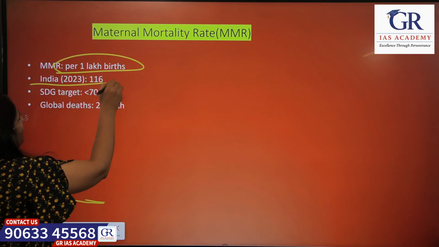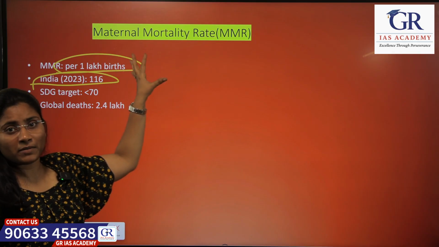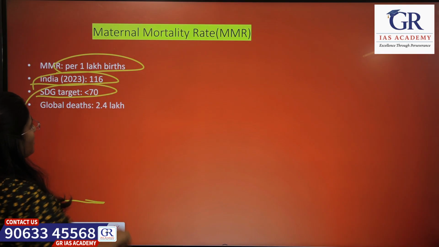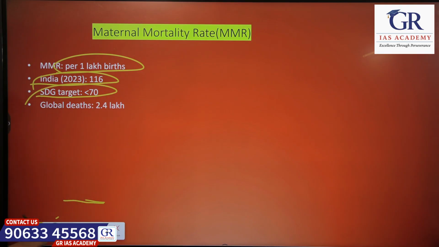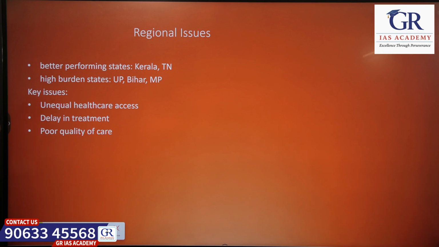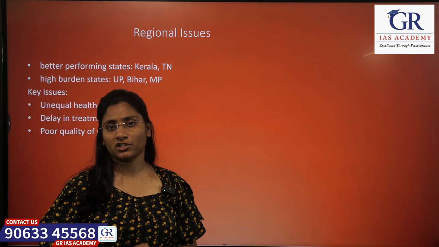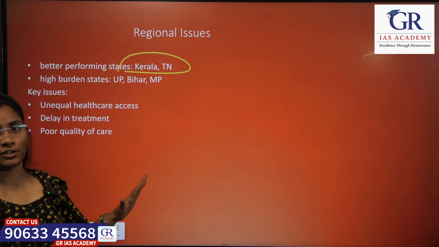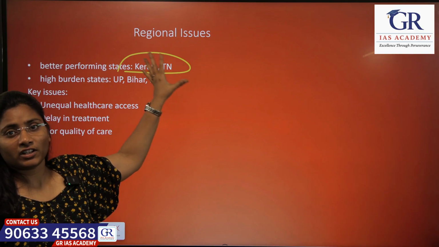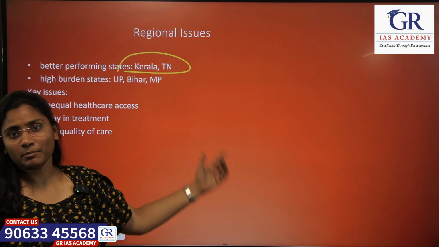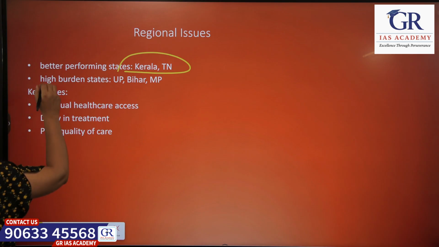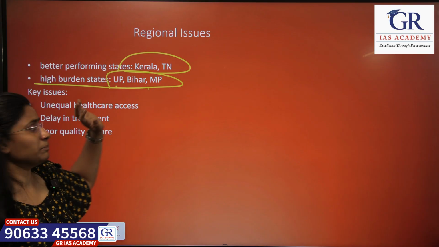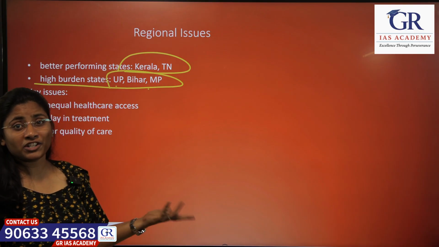So in India, the MMR is 116 in 2023, and the SDG goal is less than 70. Let's see MMR issues regionally. There are two outperforming states, Kerala and Tamil Nadu, giving good growth and good reduction in MMR. But there are a few states wherein very high MMR has been observed, that is UP, Bihar and MP. So why? What are the issues here?